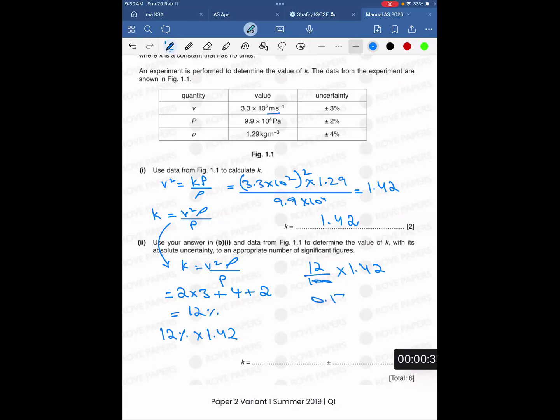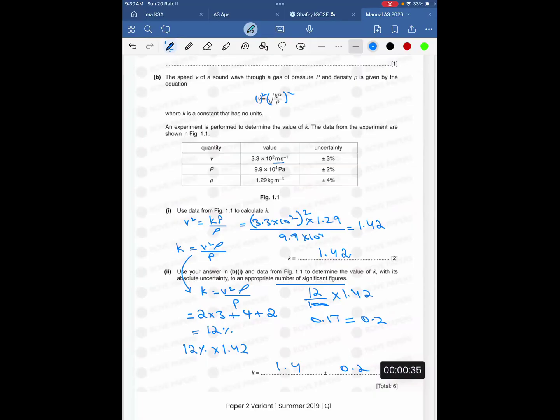0.17. To an appropriate number of significant figures, if you remember, our final absolute uncertainty should be written to one significant figure only, so it must be equal to 0.2. Okay, so 0.2 only. I rounded it, right? Since it has one decimal place, my answer should also have one decimal place, 1.4. So this is going to be the final answer.